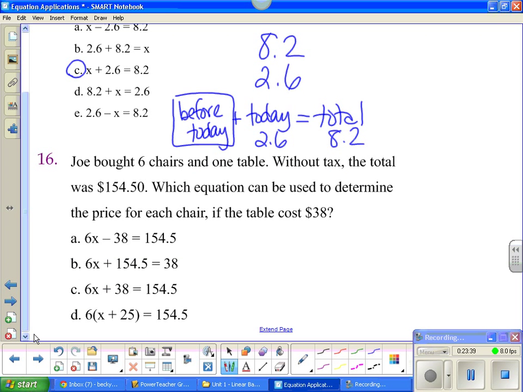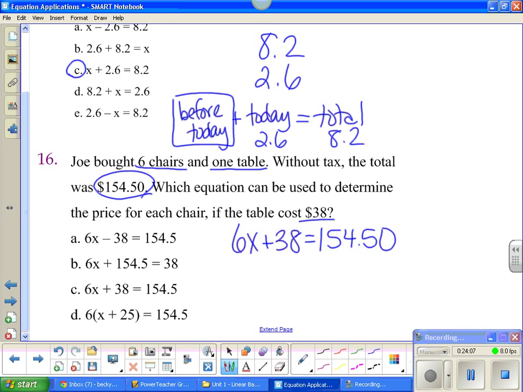Joe bought 6 chairs and 1 table. 6 chairs and 1 table. Without tax, the total was $154.50. Which equation could be used to determine the price for each chair if the table cost $38? 6 chairs, and I don't know their price, so 6 chairs plus 1 table, and I know the table was $38. The total was $154.50. So which equation up here represents that? And that would be C.